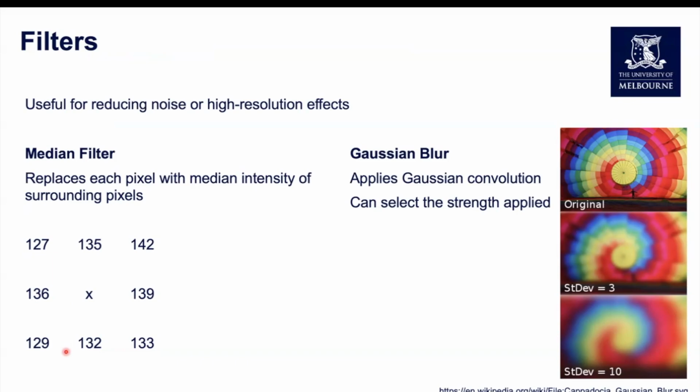Two commonly used examples of this are the median filter. In this case, it looks at pixel X and the pixels directly surrounding pixel X, takes the median intensity of these pixels and assigns it to pixel X. The second example shown here is Gaussian blur, where we apply a blurring algorithm, a convolution, to the image. The nice thing here is we can select a strength to be applied, which can really affect the strength of the blur within the image.